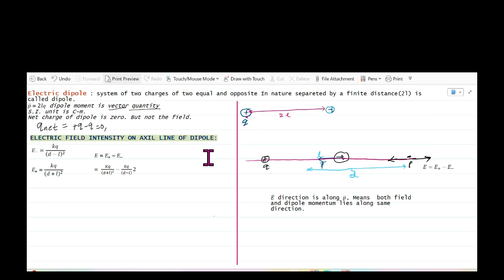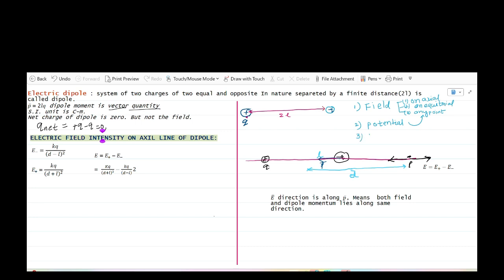So now our questions are, the questions on this dipole will come like this. Question number 1 is field. In the field, there are three steps. One is on the axial line. The second one is on the equatorial line. The third one is at any point. Similarly, the second one is potential, the potential of a dipole at all these three places.